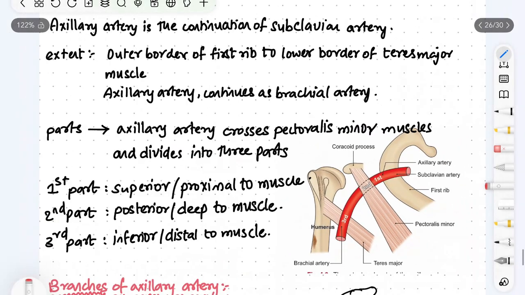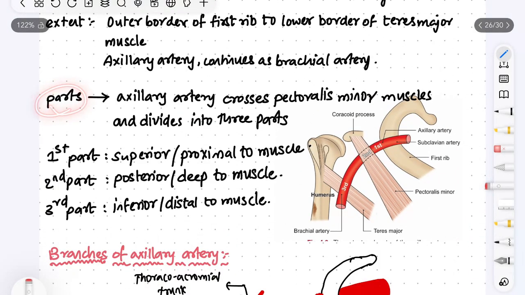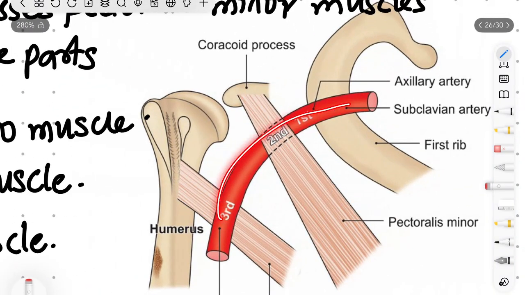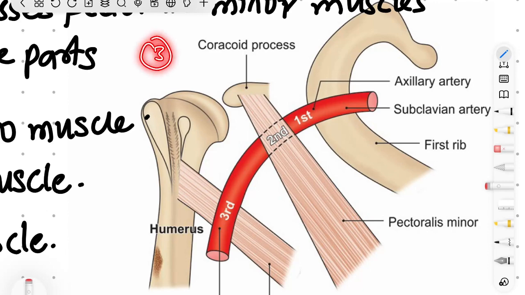Now, what are the parts of this axillary artery? Throughout its extent, it crosses the pectoralis major muscle. So during this crossing of the muscle, axillary artery is divided into three parts: the first part, the second part, as well as the third part. The first part is proximal to the muscle. The second part is beneath the muscle, whereas the third part is distal to the muscle.